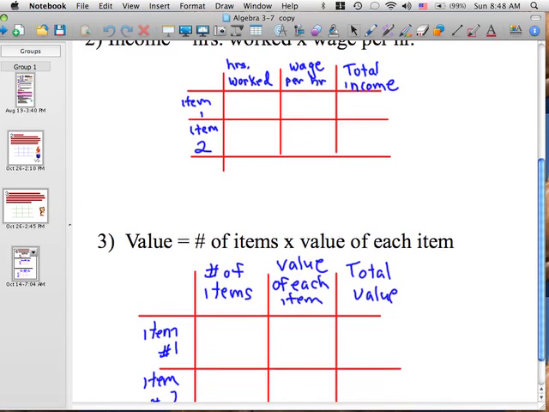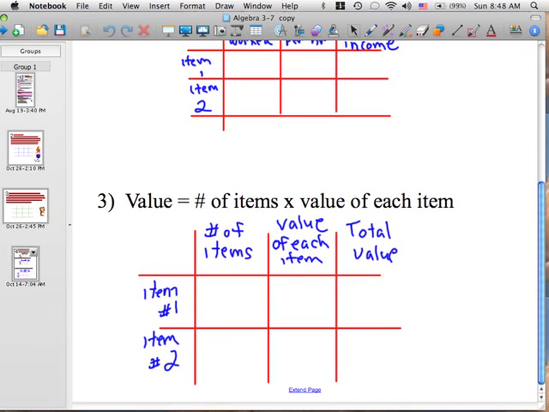And the third type of problem is a value problem. This is for the most part the coin problems, we'll have the number of items, the value of each item, and when we times them together we'll get their total value. And we'll have at least two items, the number of maybe coin, like a nickel or a dime. So that's the general setup for these problems.